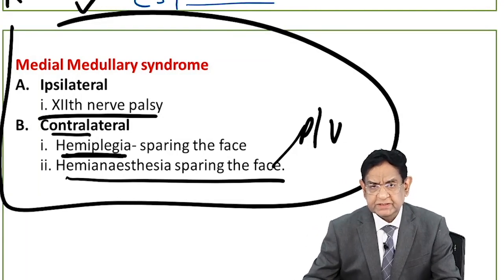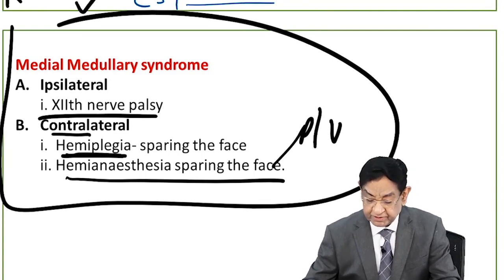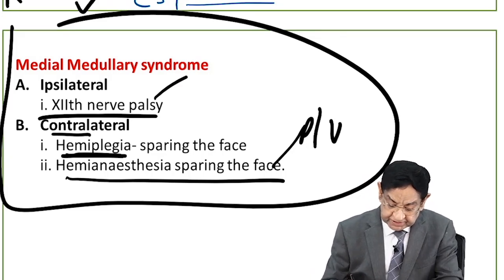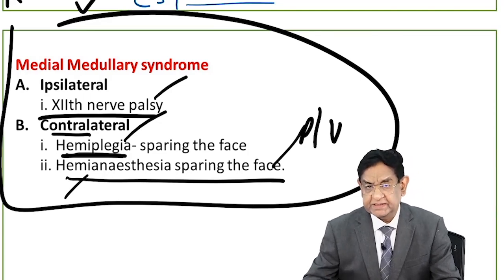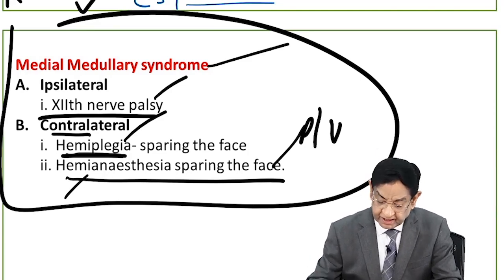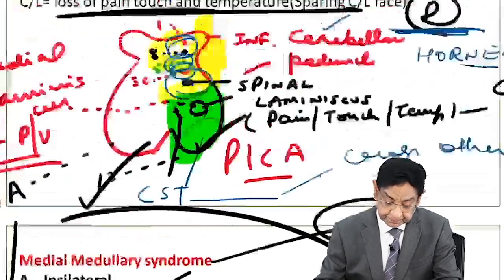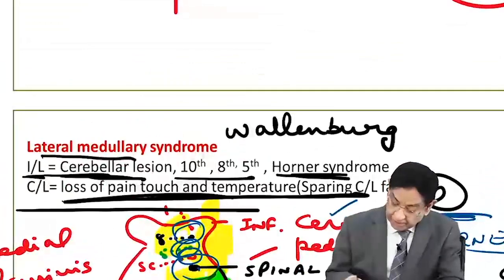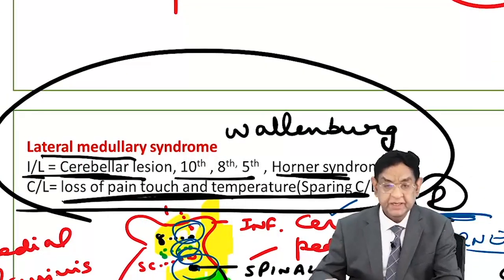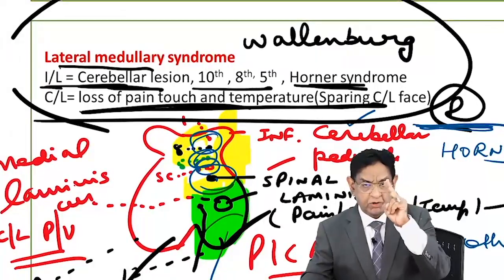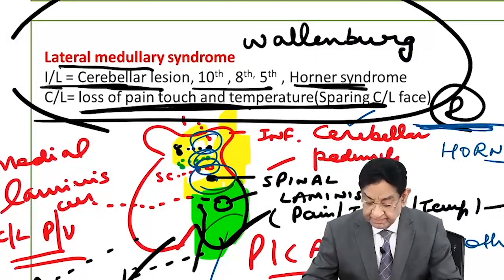So friends, in the medulla oblongata there is medial medullary syndrome and the lateral medullary syndrome. Make a box of this. Ipsilateral 12th nerve palsy, contralateral hemiplegia, contralateral hemianesthesia is medial medullary, and the artery involved is a branch of the vertebral artery. And I'm sure you have made a box of this line also. Very, very important, Wallenberg syndrome. So you got two important golden lines to remember in the medulla oblongata.